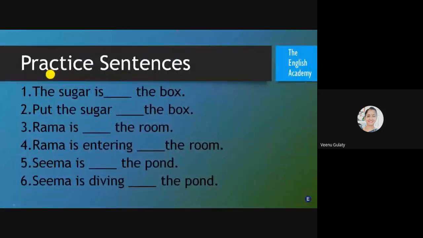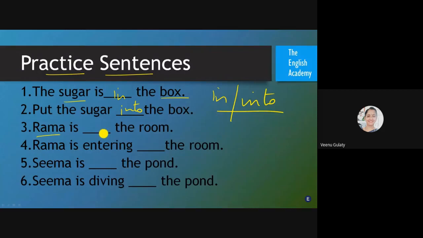Now let's go with practice sentences. The sugar is blank the box. Yes, in the box. Took the sugar blank the box. Yes, into. Now movement will be there. It was not already in the box. So we have to put it into the box.